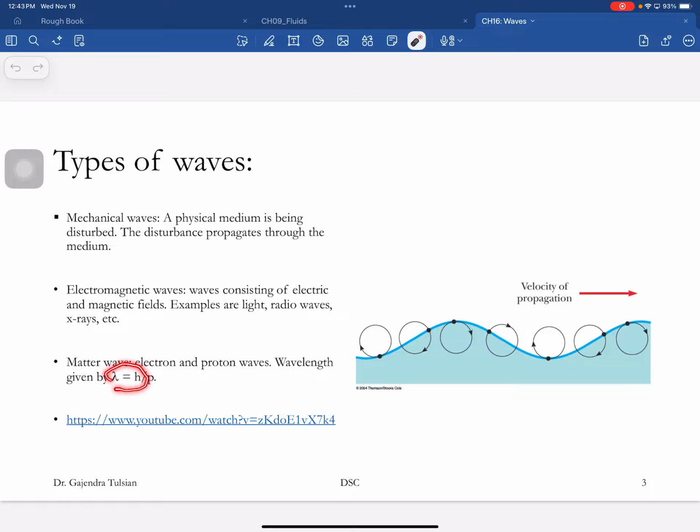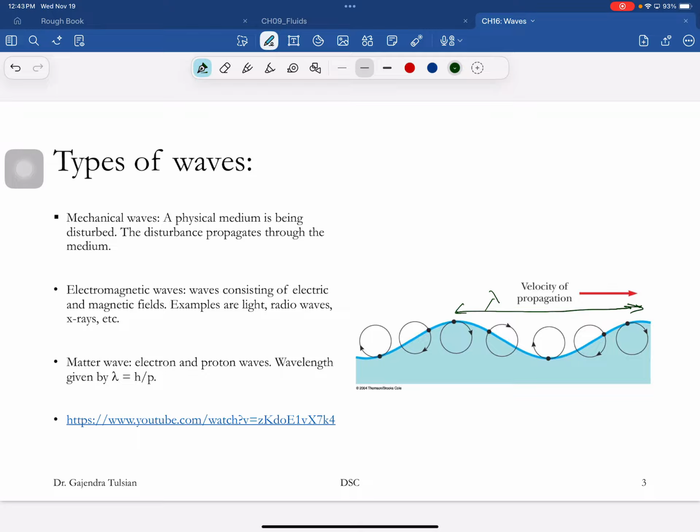And the wavelength is given by this. You guys have heard of electron microscopes, and that's how this works. So here's a simplistic view. For a wave, so here's a wave. This distance is called the wavelength. So crest to crest distance is called the wavelength.